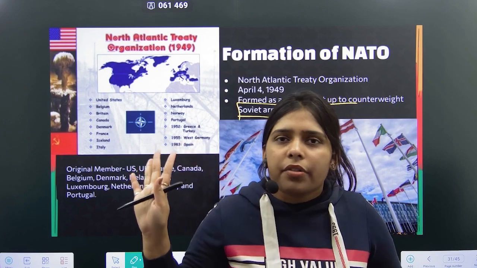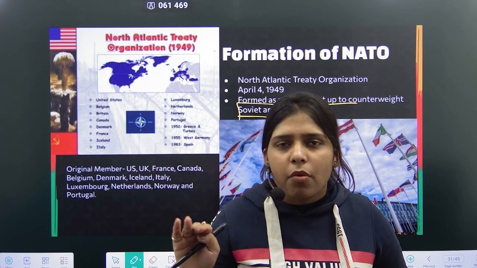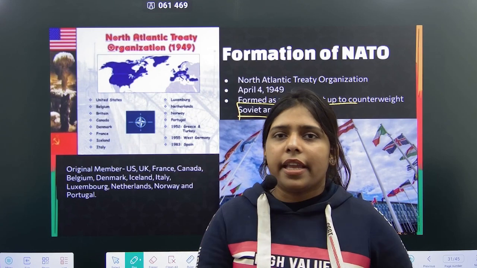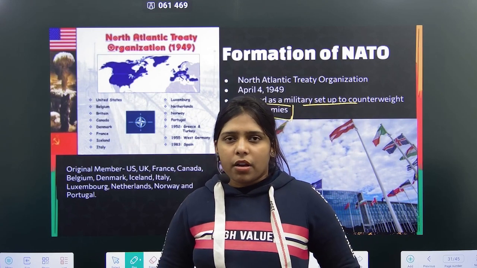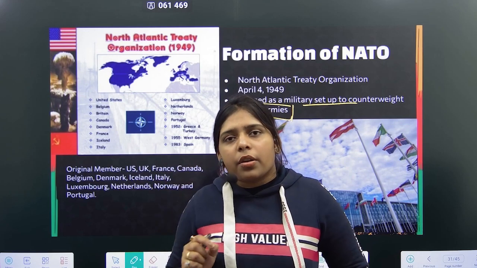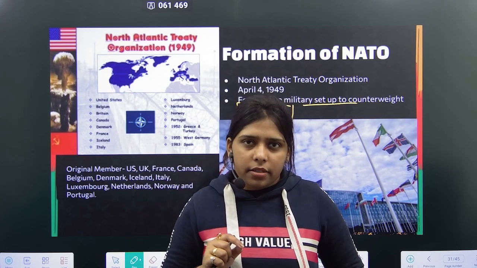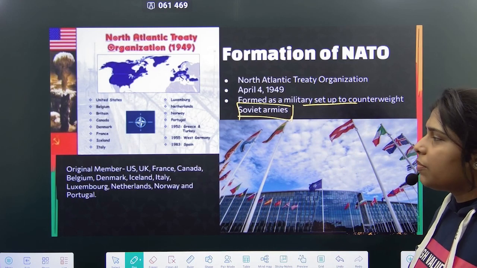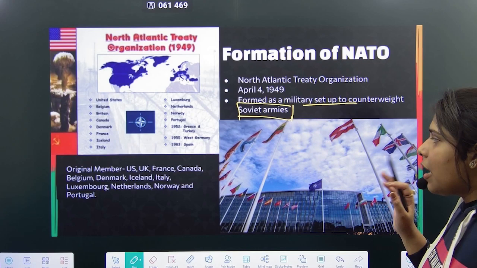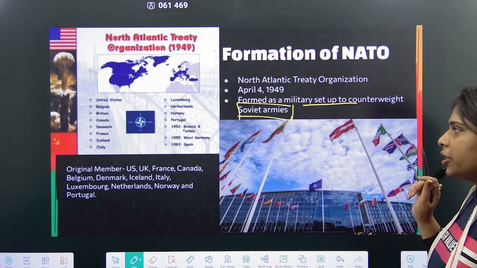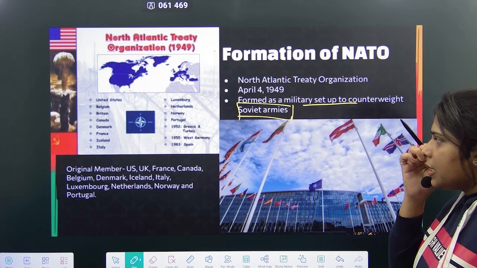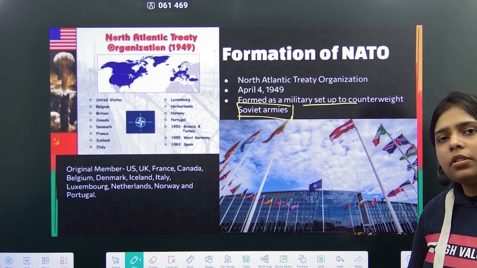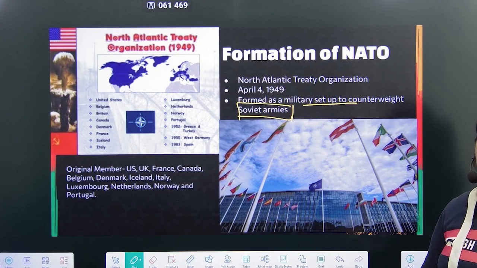Whether they were a part of the crisis or not, whether they were a part of the war or not, they will jump in, they will step up, and they're going to take charge of the situation. Okay? So that is what we mean by a military alliance. Initially, US, UK, France, Canada, Belgium, Denmark, Iceland, Italy, Luxembourg, Netherlands, Norway, and Portugal were members. And then slowly and gradually, we had more members added to NATO, North Atlantic Treaty Organization.